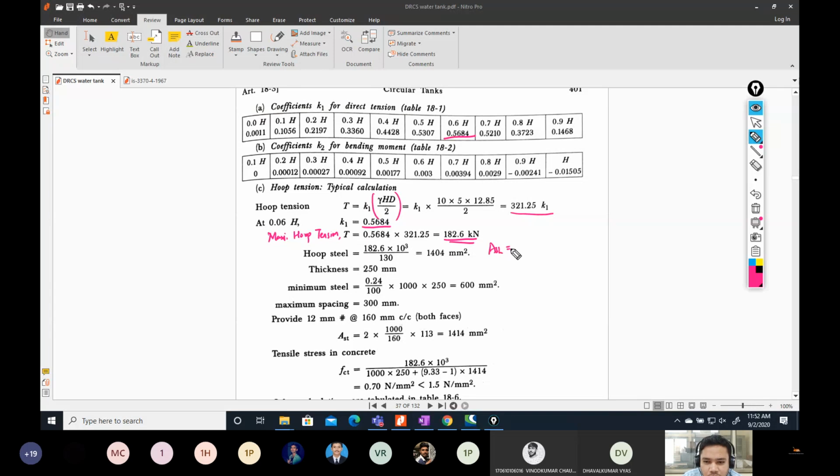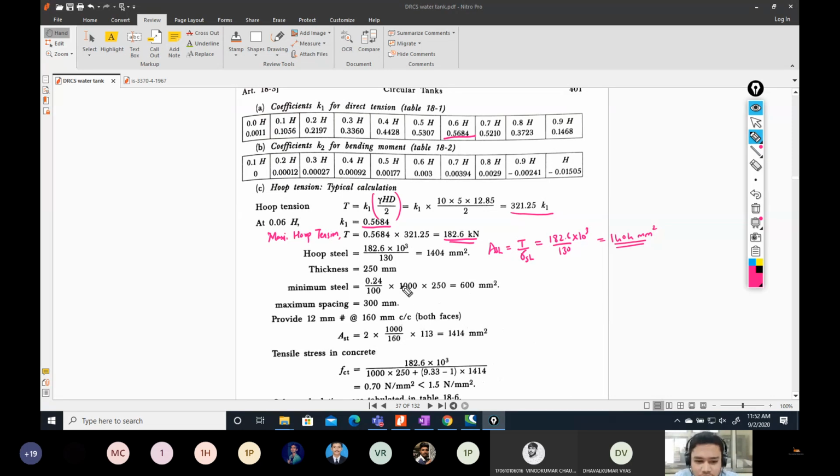So hoop steel ASH is given by the tension divided by the permissible stress. For Fe415 grade, the permissible stress is 130. So it is 182.6 divided by 130 multiplied by 10 to the power 3 to convert kilonewton into Newton. So you get the reinforcement as 1404 mm square. So this is the maximum hoop steel corresponding to the maximum tension.